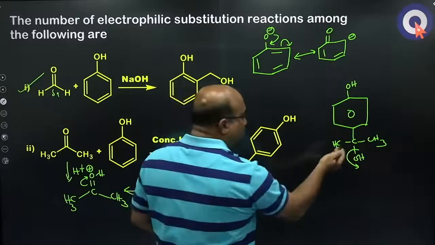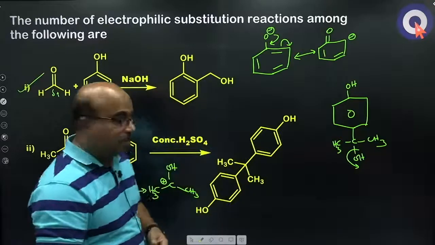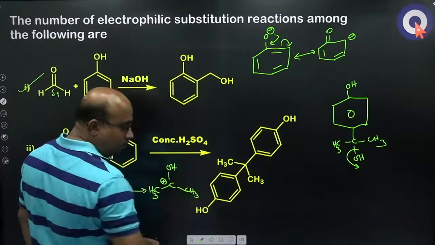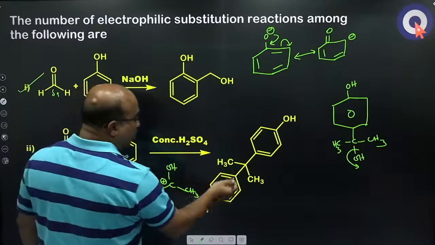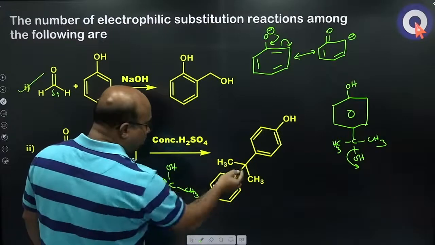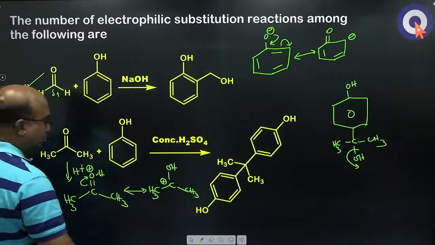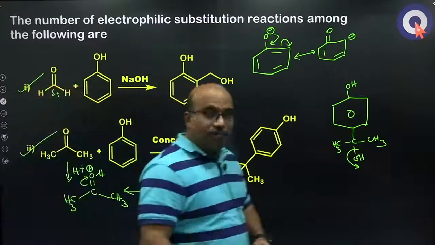Now this carbon with plus charge is again an electrophile. It reacts with the second molecule of phenol. Again it is substituted in another phenol molecule. So you will see this carbon positive charge is substituted in place of hydrogen. We will say this is also electrophilic. Yes, so these two are electrophilic.